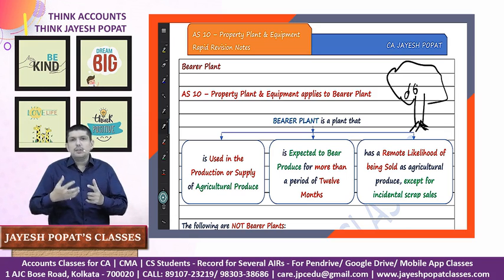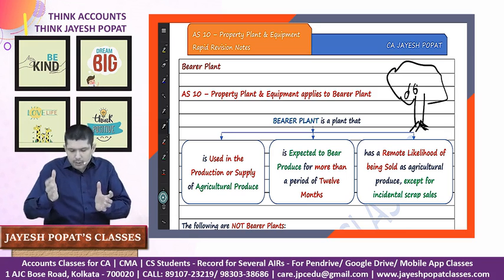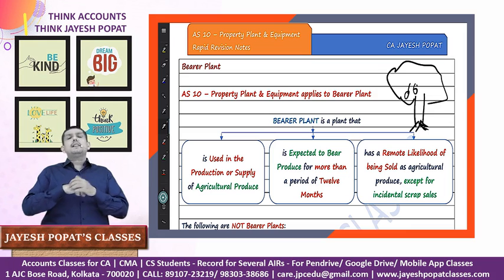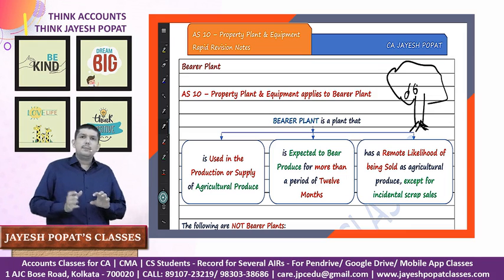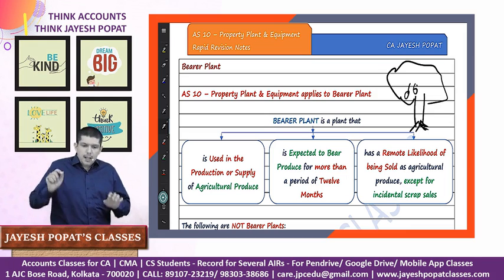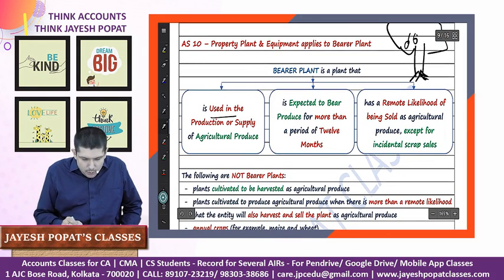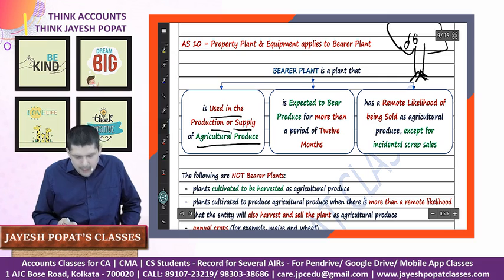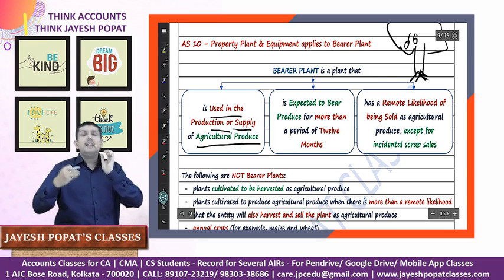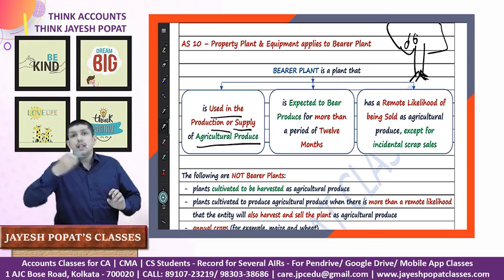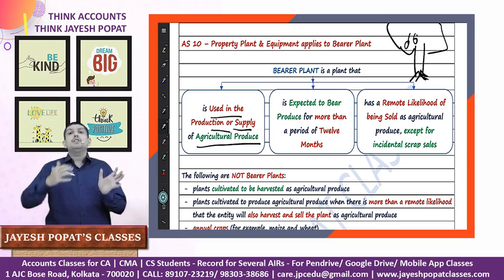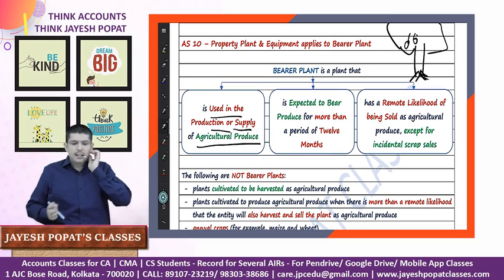I can give you another example. Let's say sugar cane. Sugar cane is also a plant, but that sugar cane, the entire cane, is extracted from the soil and sold off in the market. It cannot be treated as a bearer plant. So what is a bearer plant? A bearer plant is a plant that is used in production or supply of agricultural produce. So that is a plant which bears either fruits or vegetables. That is not a plant which is sold off as such in the market.